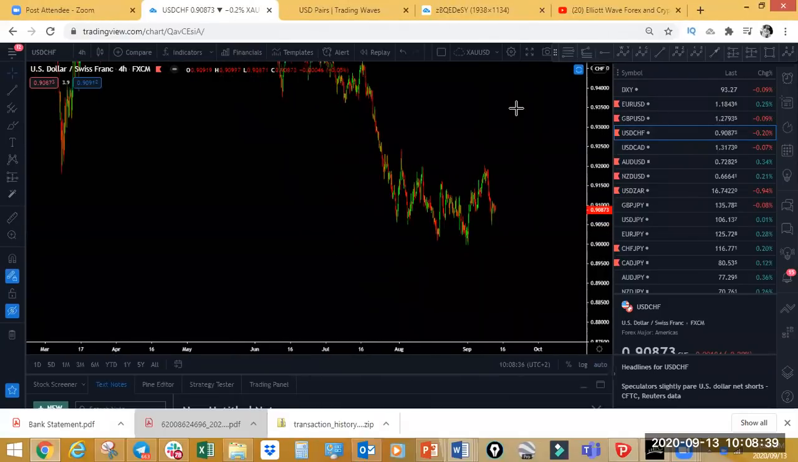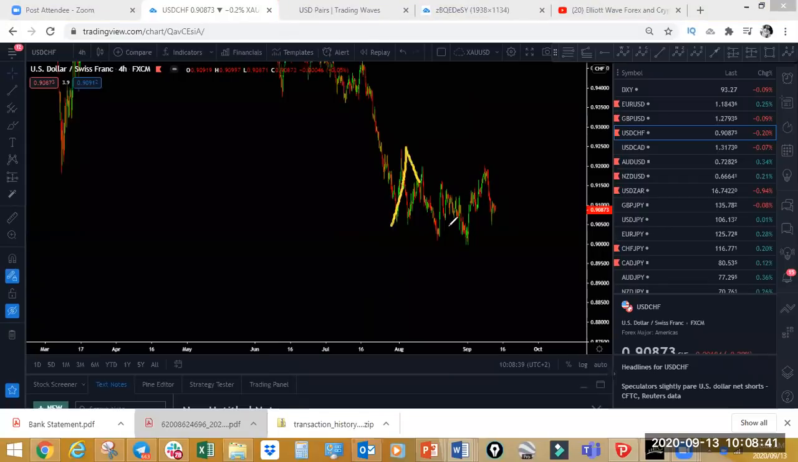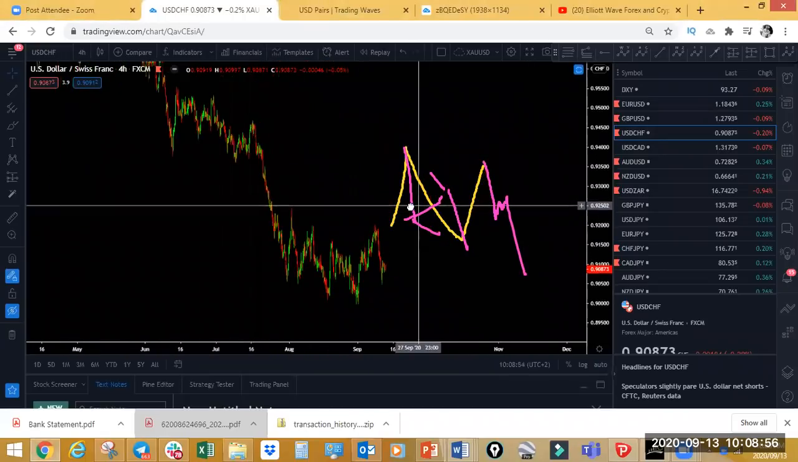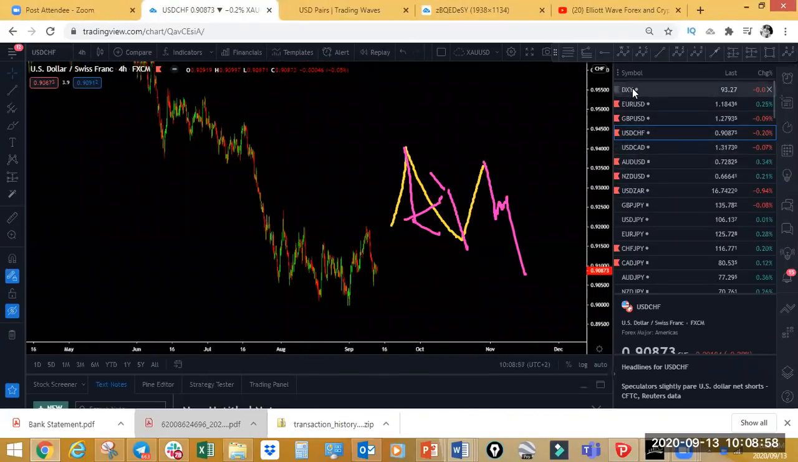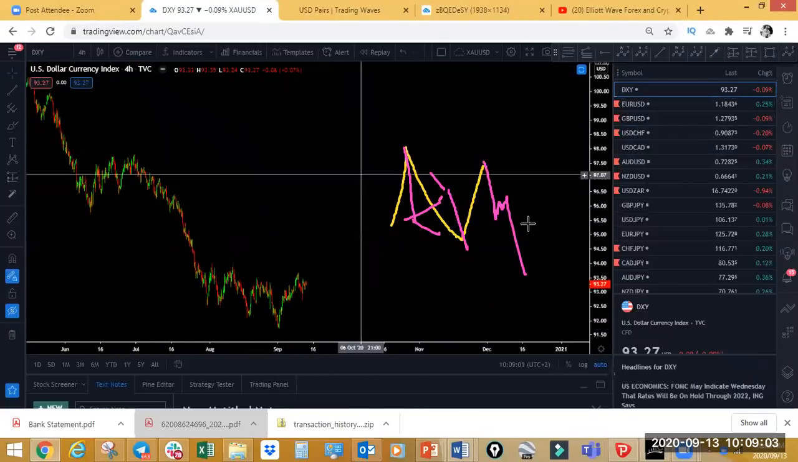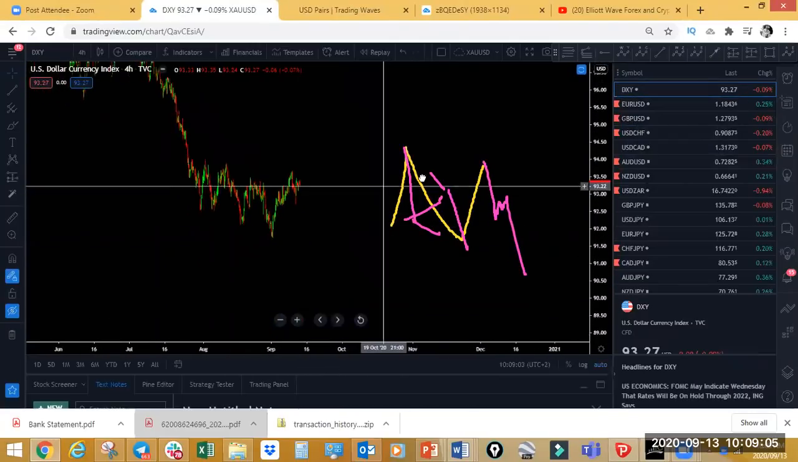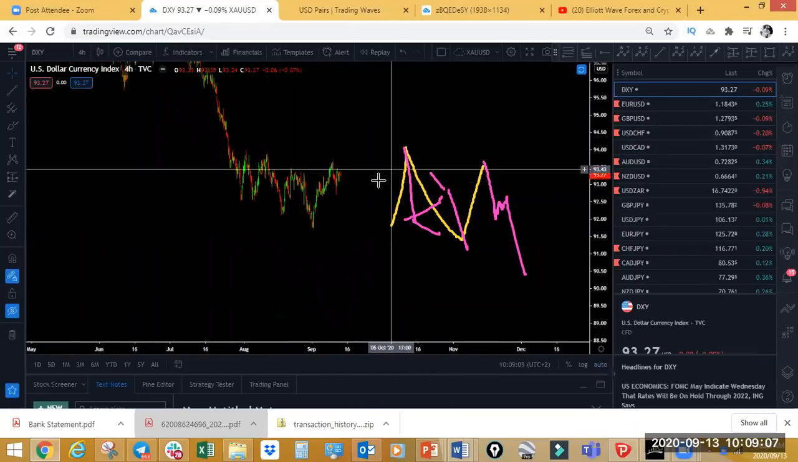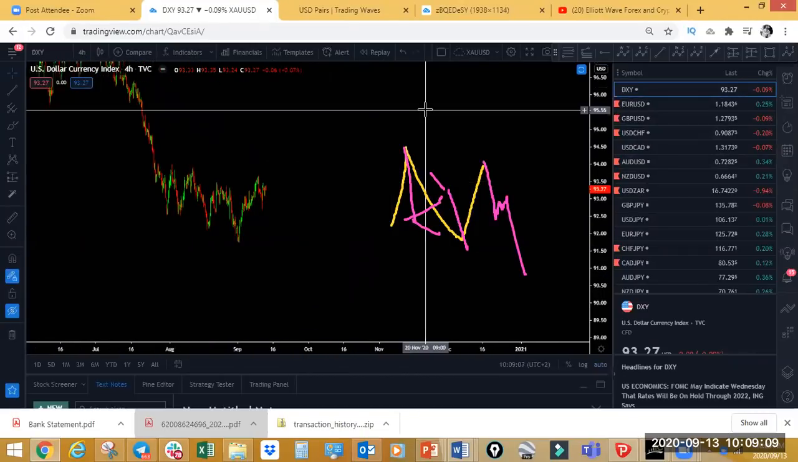So this is the US dollar CHF. I'm going to mark the US dollar CHF structure, 1, 2, 3, down, and US dollar CHF has already done this. Now we're looking for this one to continue lower. This was the B on the CHF, 1, 2, 3 there. Can you see there? So I'm going to remove the CHF and bring in the DXY. The DXY has a similar structure, only that the purple move has not played out as yet.